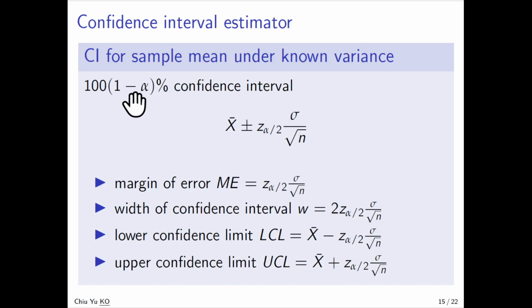To summarize, the 1 minus alpha confidence interval estimator is x bar plus or minus z alpha over 2 times sigma over root n. We call this term the margin of error, ME. The width of the interval, because it's plus and minus, is 2 times this. The confidence interval has lower limit x bar minus ME and upper limit x bar plus ME.